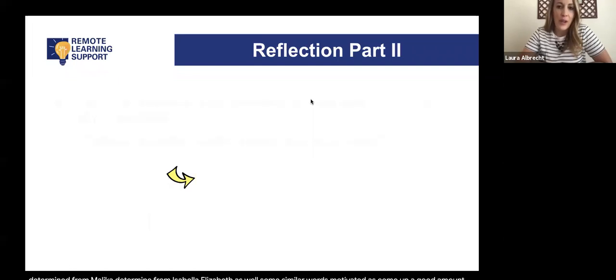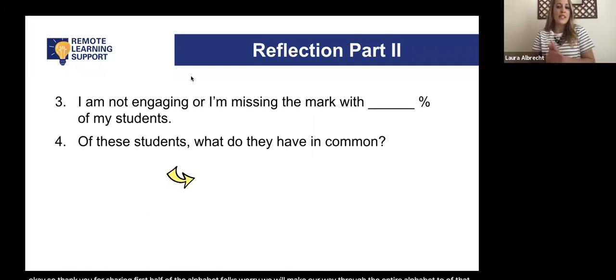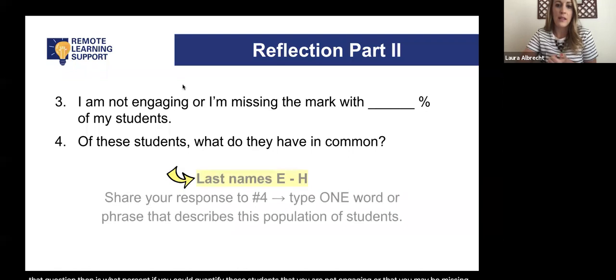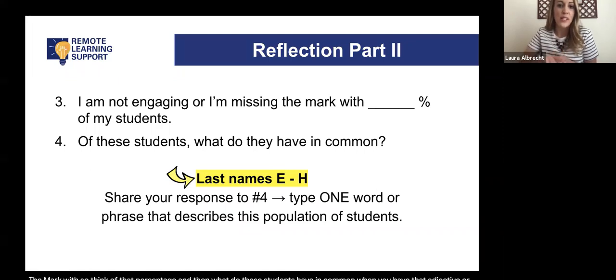Part two of that question then is what percent, if you could quantify, of those students that you are not engaging, or that you may be missing the mark with. So think of that percentage. And then what do these students have in common? When you have that adjective or that word to describe those students, if your last name is E through H, go ahead and share in the chat.